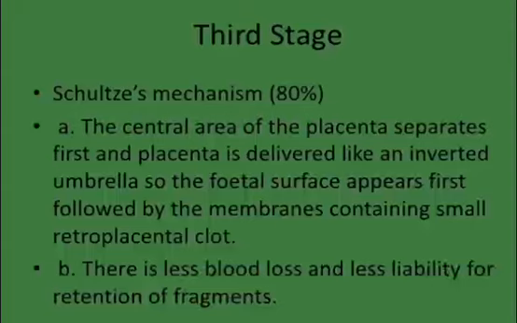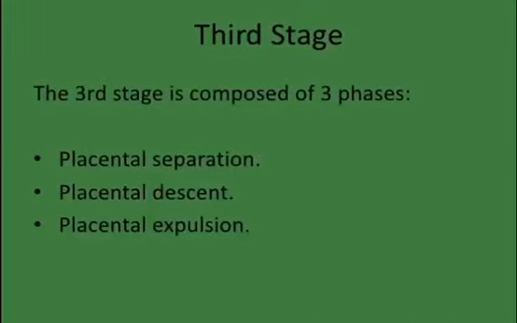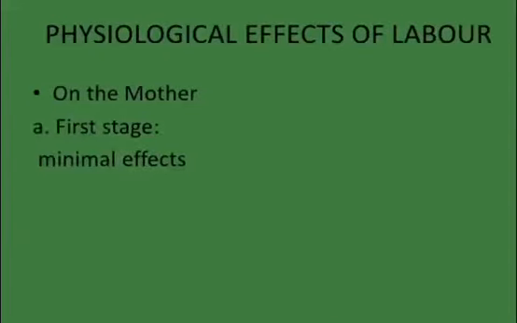Schultze's mechanism, 80%. The central area of the placenta separates first and the placenta is delivered like an inverted umbrella so that the fetal surface appears first, followed by the membrane containing the small retroplacental clot. There is less blood loss and less liability for retention of fragments. Duncan's mechanism, the remaining 20%: the lower edge of the placenta separates first and the placenta is delivered sideways. There is more liability of bleeding and retained fragments. Third stage: placental separation, placental descent, and placental expulsion occur here.